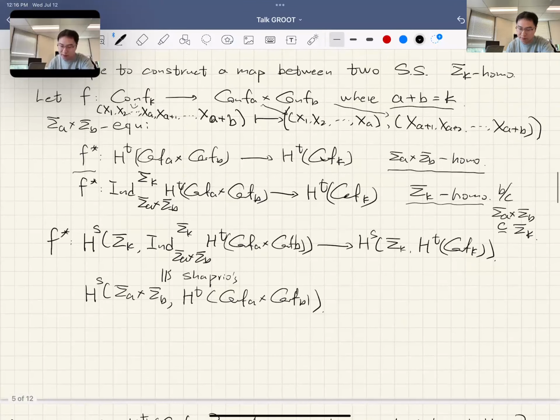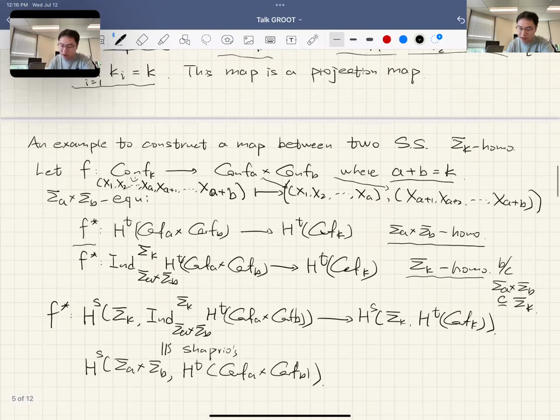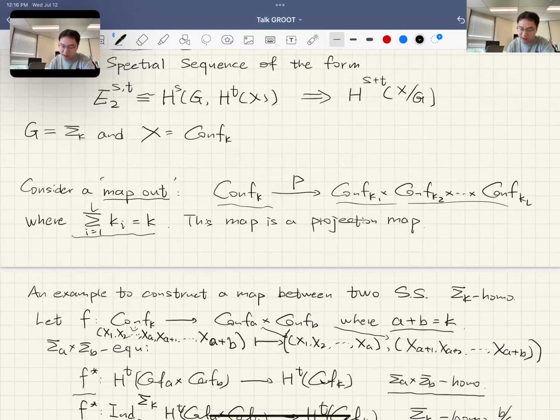That's out of topic, but I'm going to mention that if I consider a map under these circumstances, if I have a map going this way, we can build a map, but this map is not going to be sigma A times sigma B equivariant, by the definition of being a configuration space. And this induced map between two spectral sequences actually is wrong because it's not sigma A times sigma B equivariant to begin with.